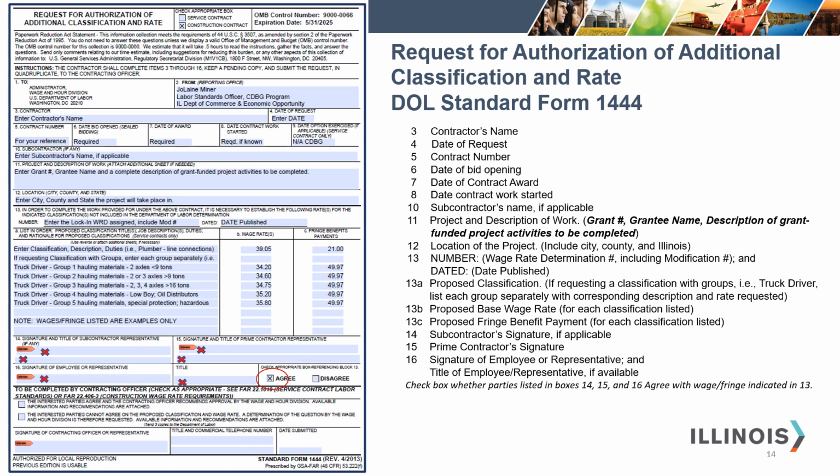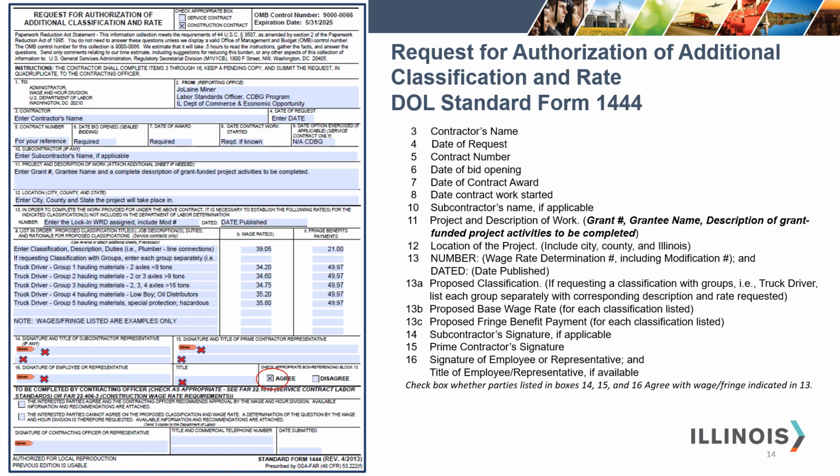This is for your reference. Box 6 is the date of the bid opening. This is a required field. 7 is the date of your contract award. This is also a required field. Box 8 is the date the contract work started, your construction start date. This is a required field if known. Box 9 is not applicable to CDBG projects.